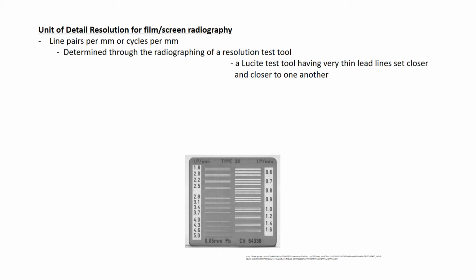When we talk about film screen radiography, there is a test tool that can be used with which we can measure what are called line pairs per millimeter or cycles per millimeter. It's basically a piece of clear lucite into which has been embedded very thin lead lines, and these lead lines are set closer and closer and closer together.